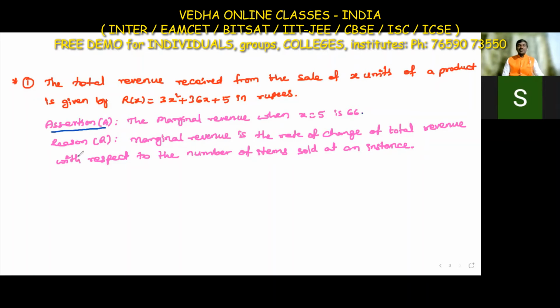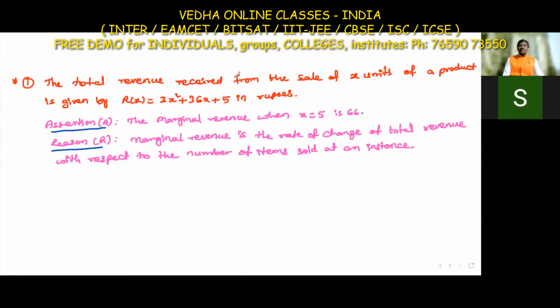After that, the reason is given here: marginal revenue is the rate of change of total revenue with respect to the number of items sold at an instance. This is the definition of marginal revenue. We have to verify whether this is the correct explanation for the assertion or not.